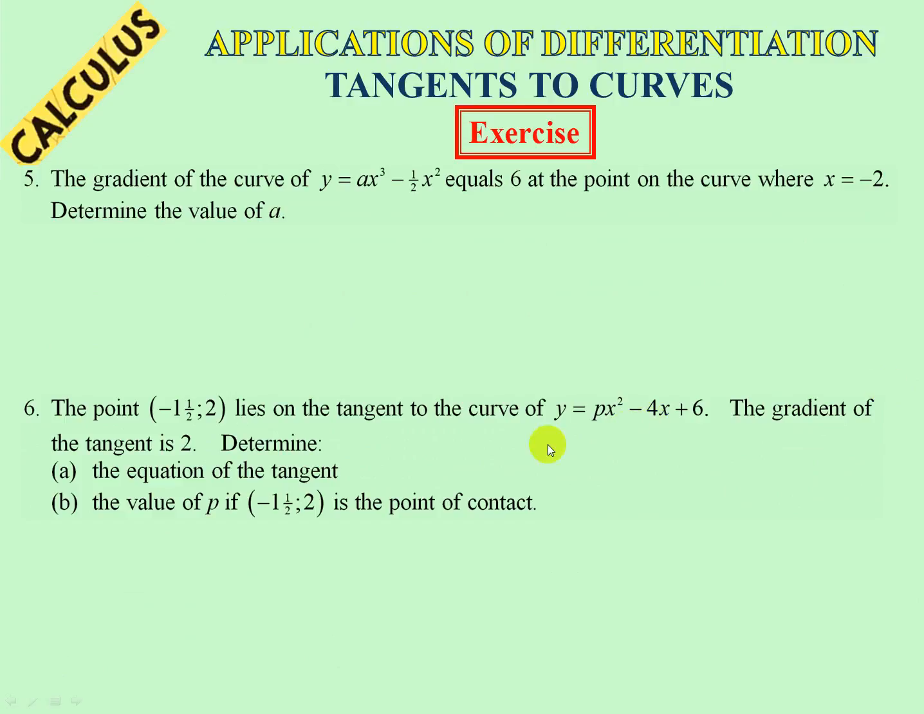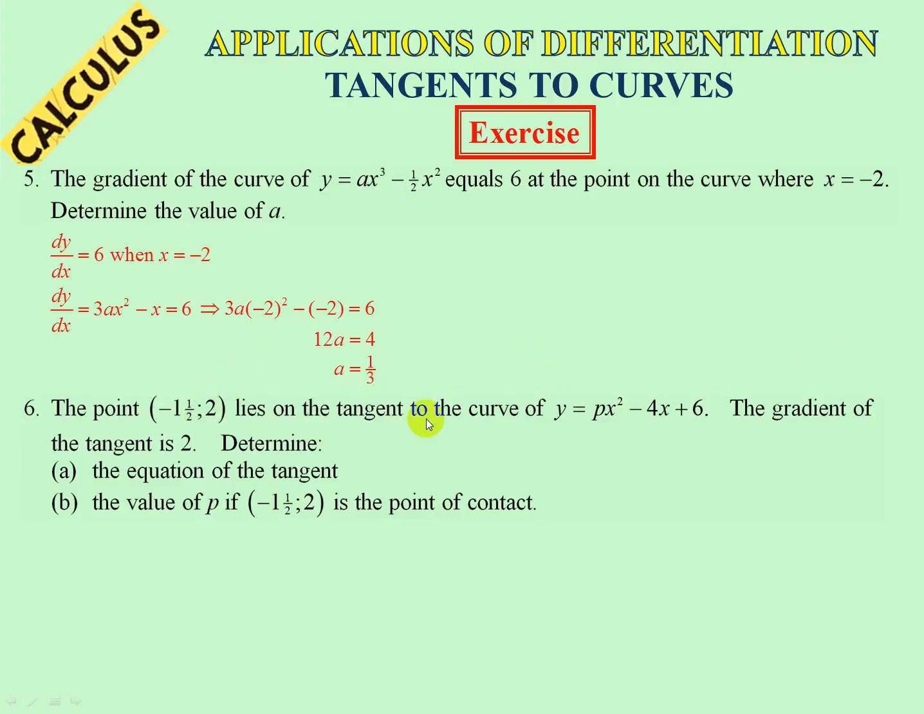Number 5, the gradient of that curve there equals 6 at the point where x equals minus 2. Well, the gradient of the curve means the derivative of that equals 6 when x equals minus 2. So there we are. The derivative is 3ax squared minus x, at x equals minus 2 it's 6. So therefore I can substitute minus 2 in, and I can find the value of a.